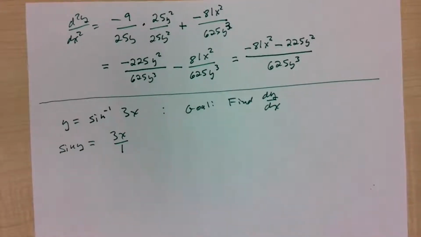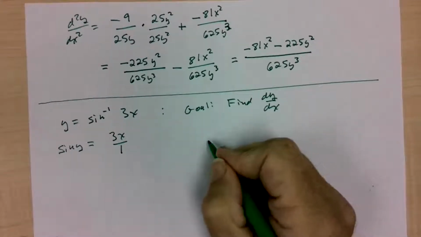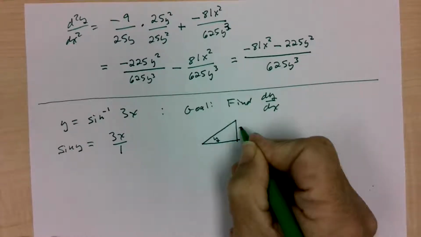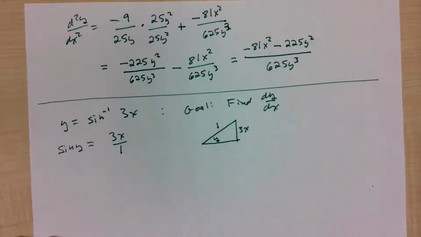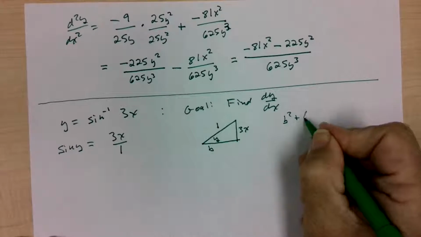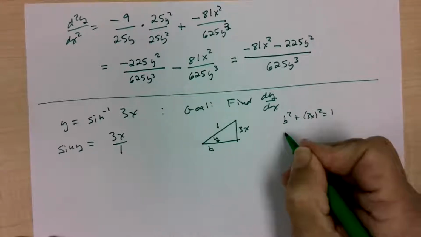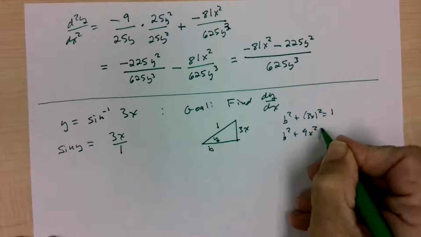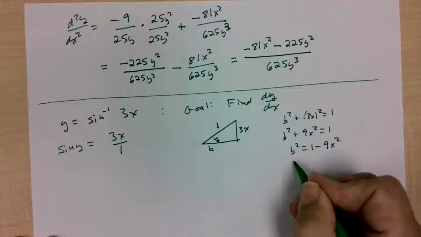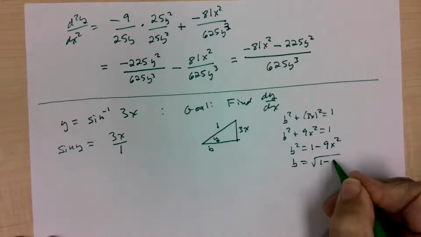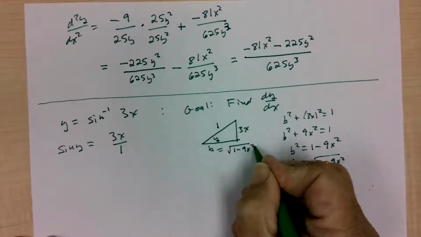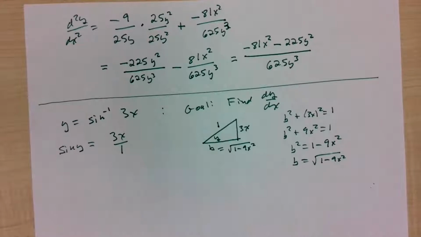We can then draw a triangle. Sine of y is opposite over hypotenuse. Opposite is 3x, hypotenuse is 1. I want to find the third side of this triangle, call it b. So b squared plus 3x squared is 1. b squared plus 9x squared is 1. b squared is 1 minus 9x squared. b is the square root of 1 minus 9x squared. So we've successfully constructed a triangle for this.